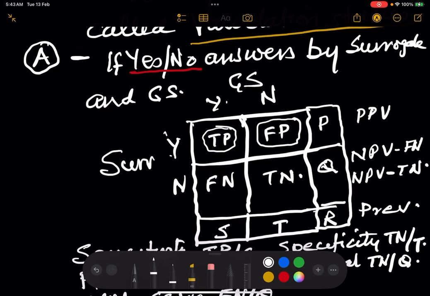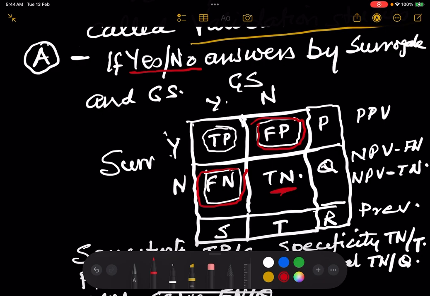If the surrogate is negative and the gold standard is positive, then the surrogate is saying falsely negative. Okay, we'll label it red. These two are red. Should not be. And if the surrogate is saying negative and the gold standard is saying negative, it is true negative.